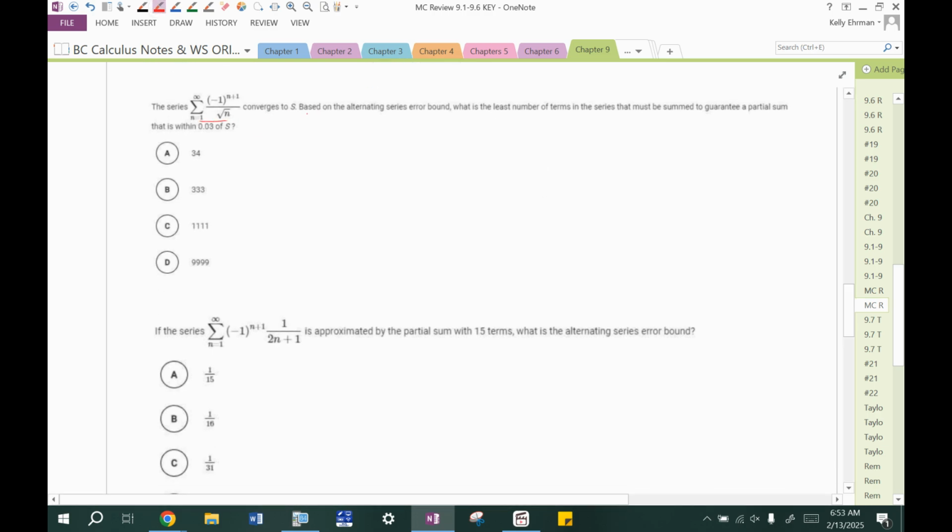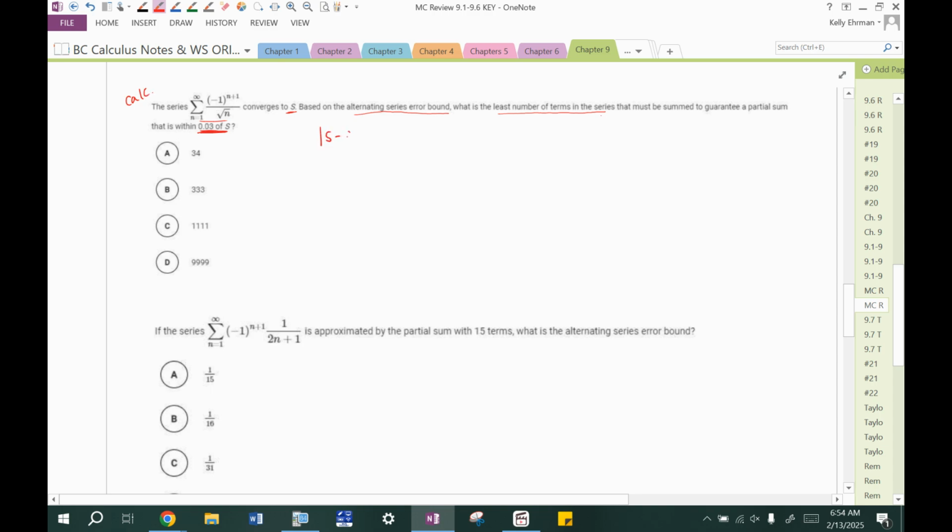This series converges to S, some actual sum. Based on the alternating series error bound, what is the least number of terms of the series that can be used so the partial sum is within 0.03? Yeah, that's a weird number of S. All right, so this would be a calculator allowed problem. I'm still going to set it up though.